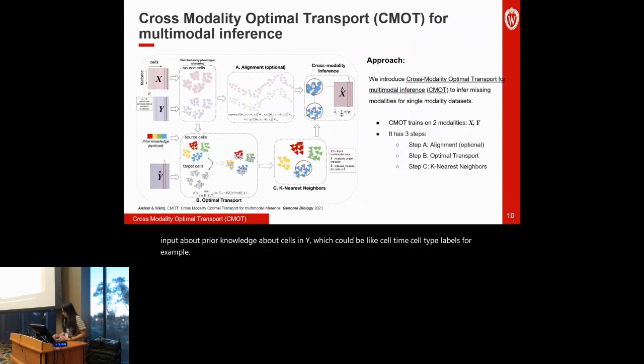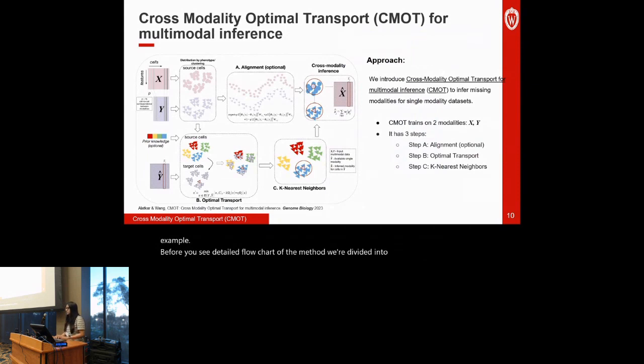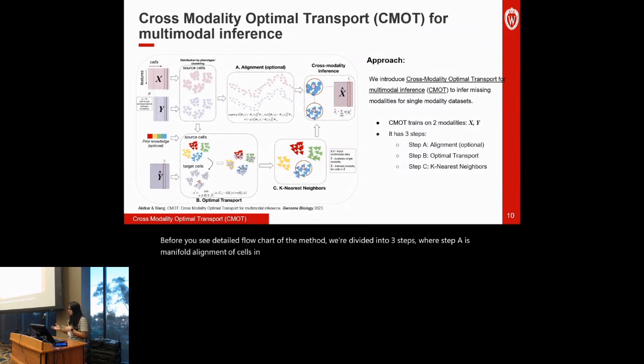Here is a detailed flowchart of the method divided into 3 steps, where step A is manifold alignment of cells in X and Y if they're not jointly profiled. So this step is optional if you have a jointly profiled training data set. Step B is optimal transport, where we find an efficient transport plan between cells of Y and Y hat. And in step C, we use the k nearest neighbors to infer X hat profile for cells in Y hat.